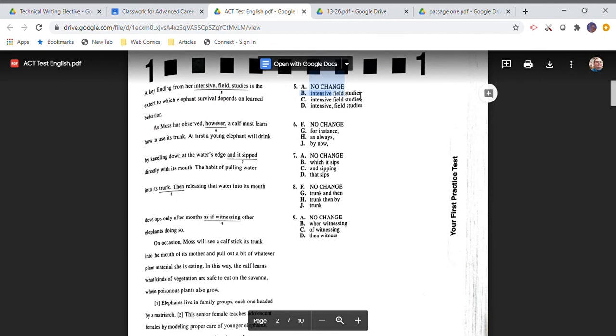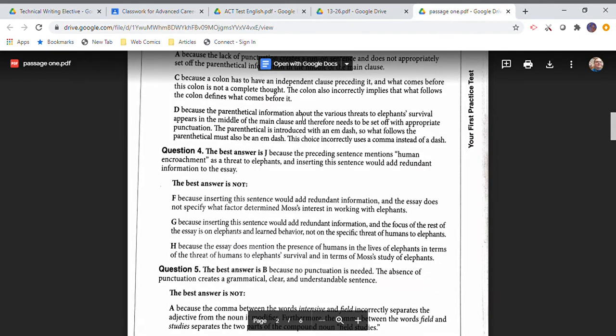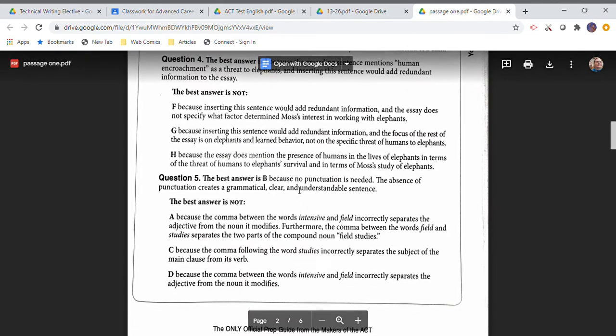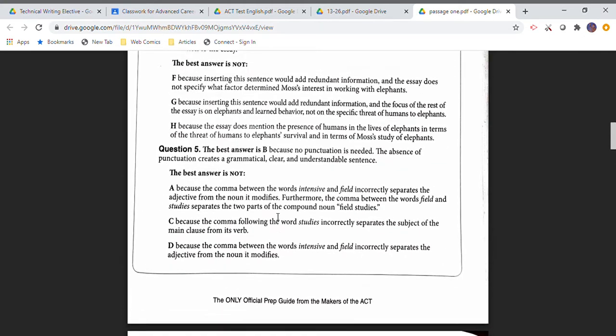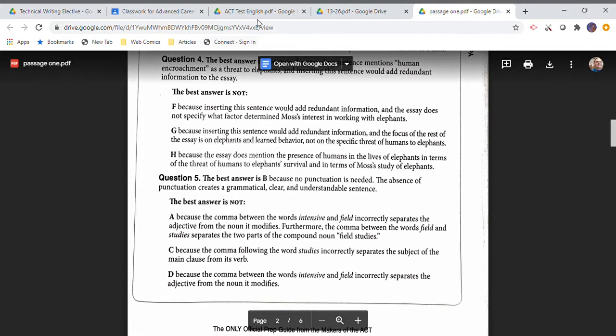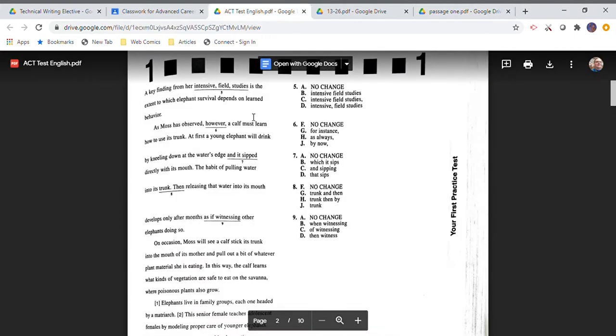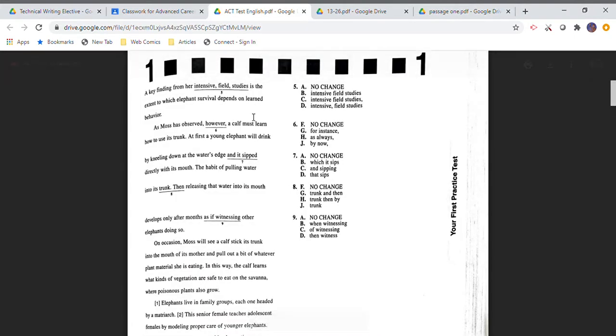Intensive field studies, right there, number B. A key finding from our intensive field studies is the extent to which. So I'm going to say B on number 5, and let's look. Best answer is B because no punctuation is needed. The absence of punctuation creates a grammatical, clear, and understandable sentence. The best answer is not these others because of complicated English reasons. I like to just go with the idea that when you're reading it, you don't need to pause.